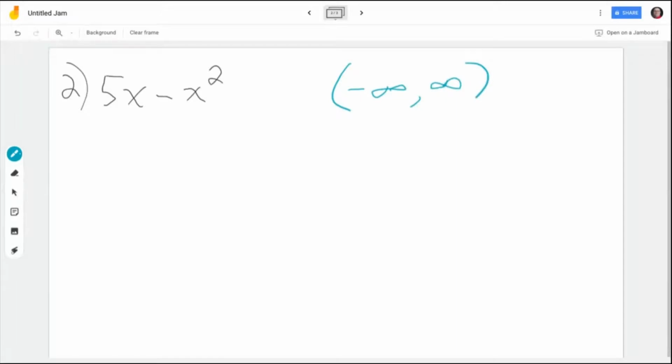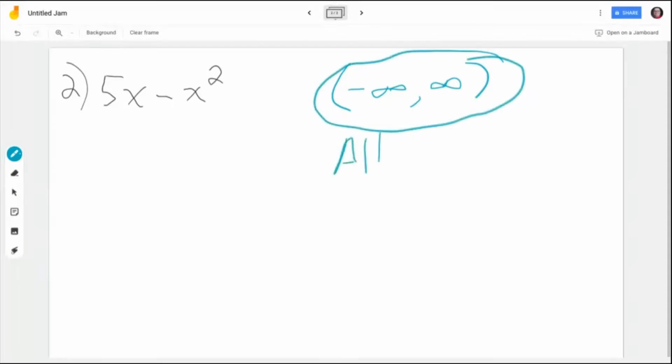The second step, is there an x in the denominator? Is there an x below a fraction bar? There is no fraction bar here, so we don't have to worry about that. No limitations there. Next thing, is there an x under an even root? Nope, not in this case. There's no roots there, and so our domain is going to be negative infinity to positive infinity. You can also write that as all reals or all real numbers, however you want to write it.